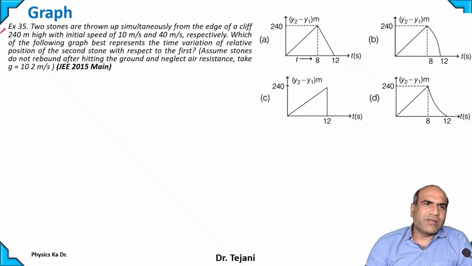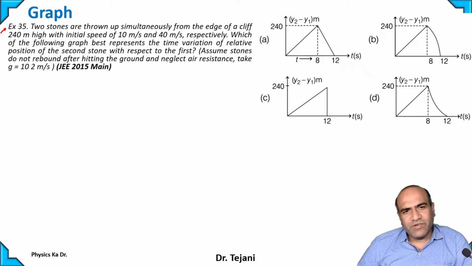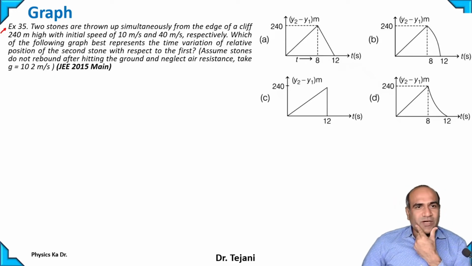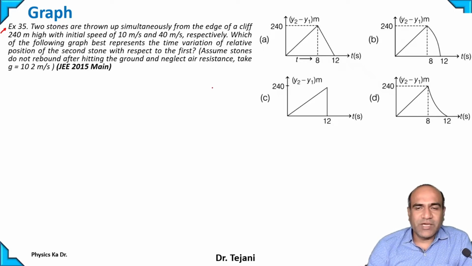So now we arrive at example number 35. Wow, JEE 2015 Mains. And what did it say? Oh, difficult question. Two stones are thrown up simultaneously from the edge of a cliff.